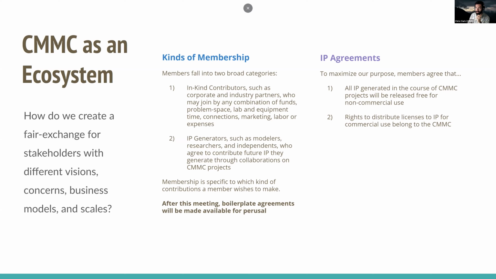And the IP agreements here are that all IP generated in the course of CMMC projects is released free for non-commercial use. And then second, to prevent the scenario in which we have a lot of different people owning it and it not being very clear who owns the IP, we assign rights to distribute licenses to that IP for commercial use to the CMMC.